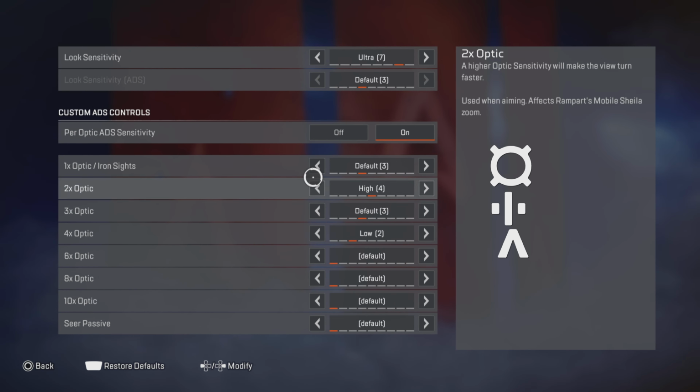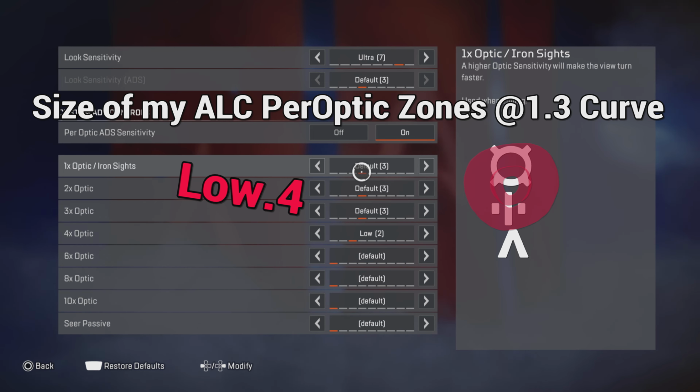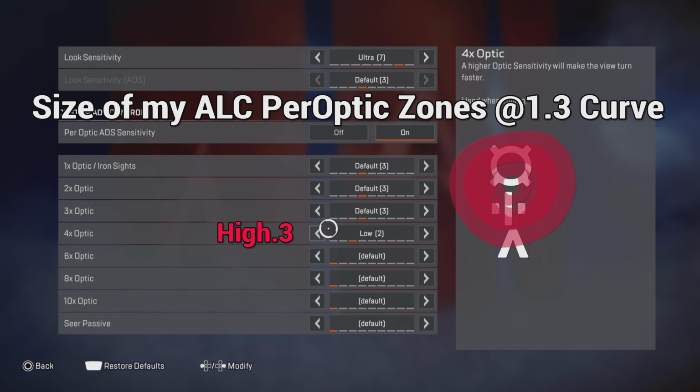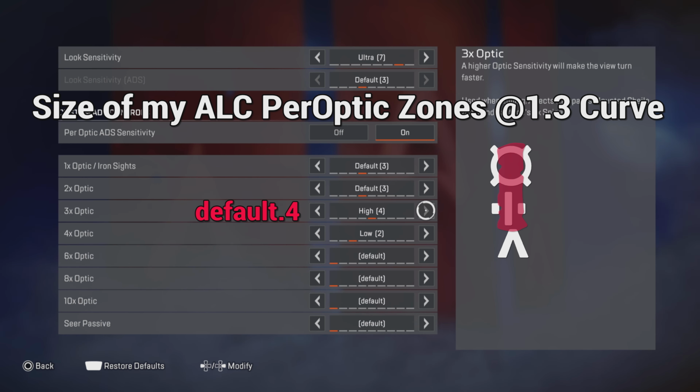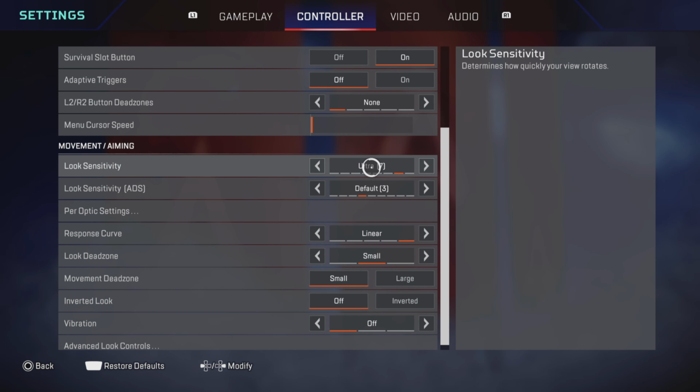If I was to set this up similar to what I have my ALC set up to, it would be this. This is low point 4, this is low point 4, this is low point 4, this is high point 3. The difference between 1 and 2 is nothing. They are the same size. The only thing that changes is the speed. This would be default point 4. This would be either middle point 5, low point 6. It's the smallest the shape can be, but the hip fire can be smaller than what's available on the ADS.